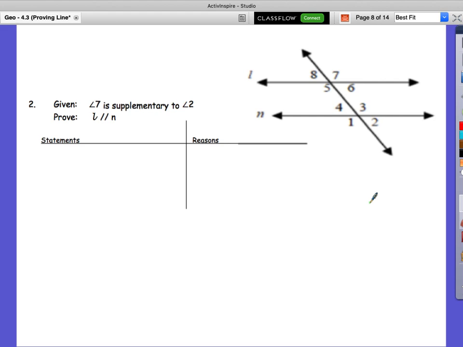This is going to be a 2-step proof. I'm going to tell you that right now. 2-step proof. So, we should already know 3 of the 4 blanks.